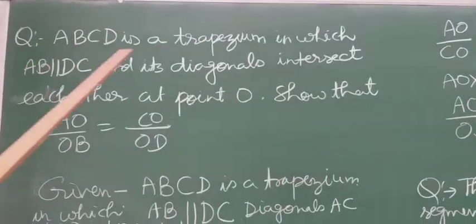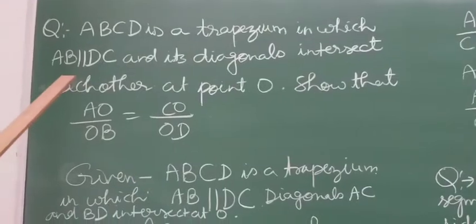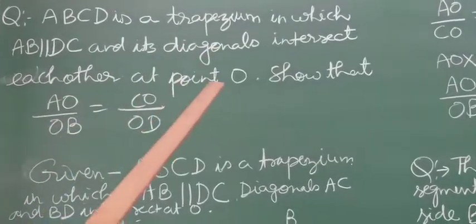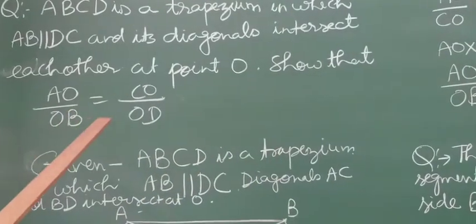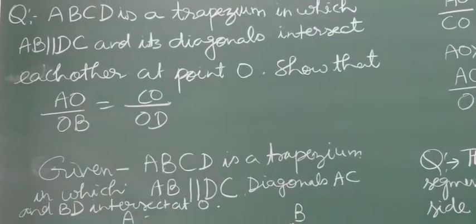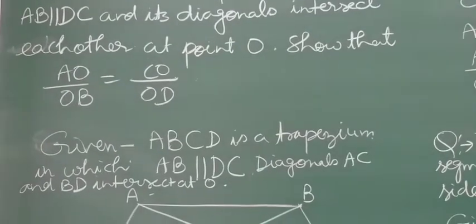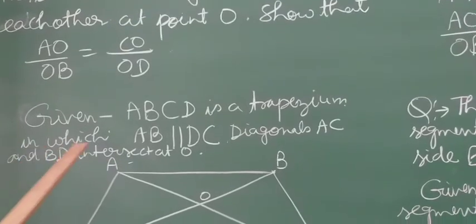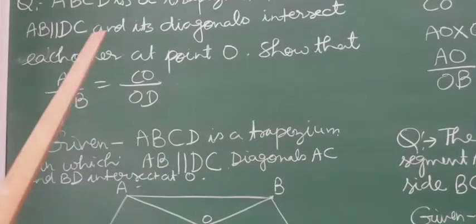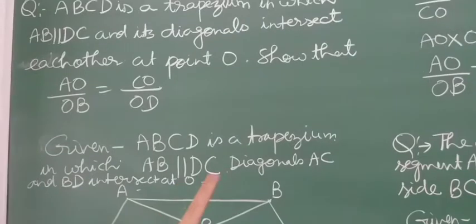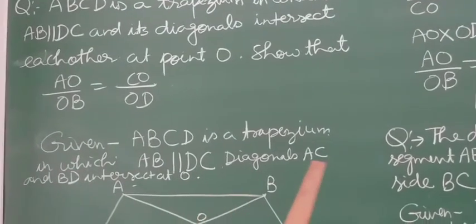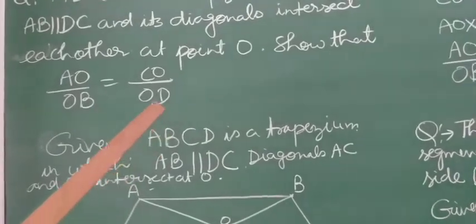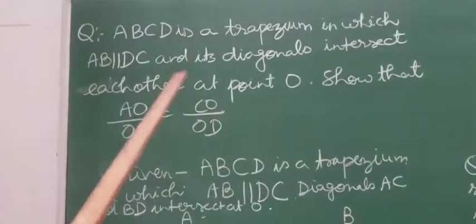Question number 1. ABCD is a trapezium in which AB is parallel to DC and its diagonals intersect each other at point O. Show that AO upon OB equals CO upon OD. Now students, how can we prove this? First of all, we have to write the given: ABCD is a trapezium in which AB is parallel to DC, diagonals AC and BD intersect at O. Always remember, we have to write the information given in the question.